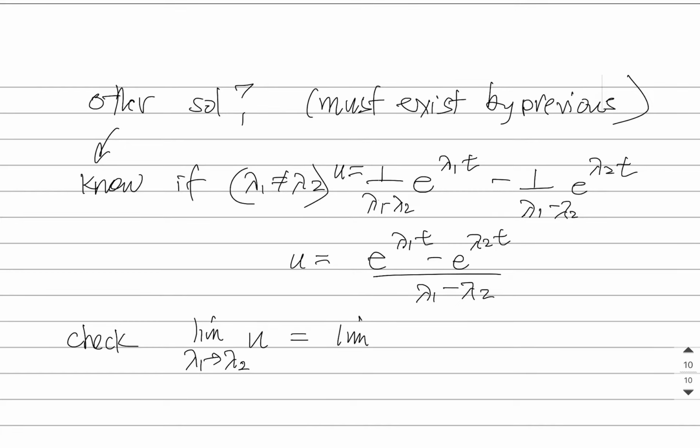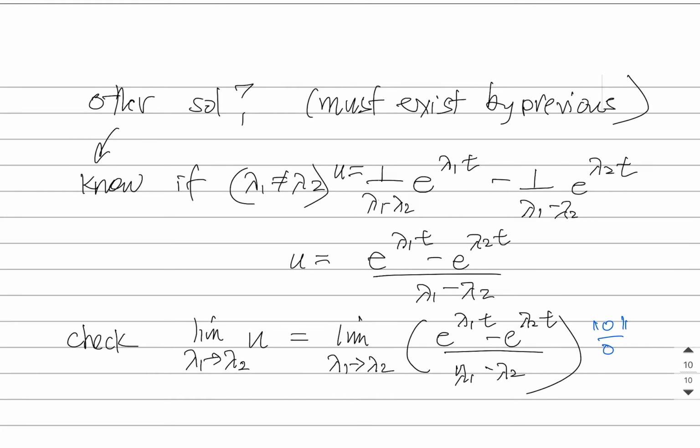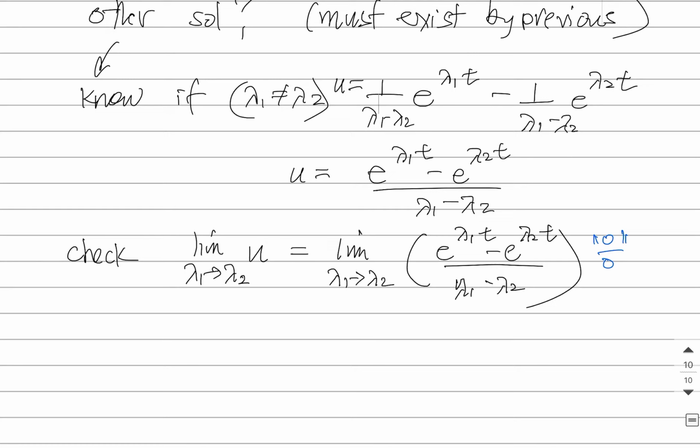If I take the limit of this quantity, I want to see what happens to it. If I were to sneak a peek with this limit, I'll find that it will give me 0 over 0. So if I use L'Hopital's rule, and I take a derivative with respect to lambda 1 of both of these things, I'll end up with the following result.